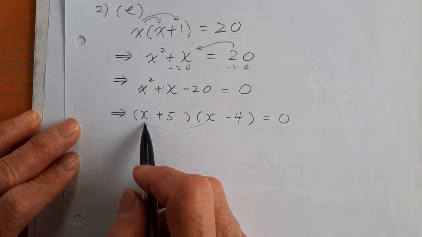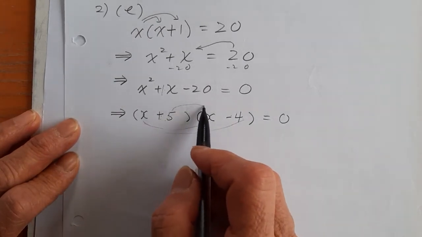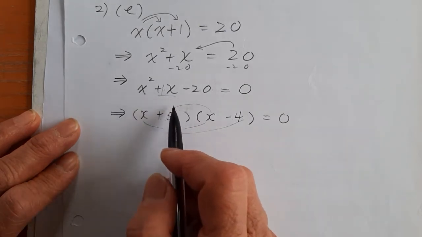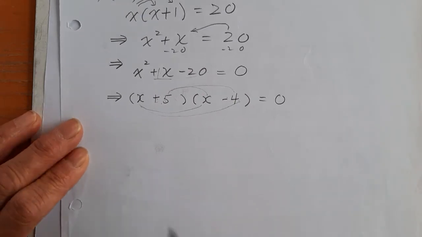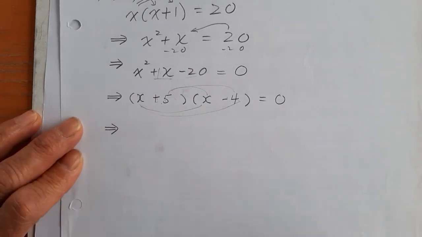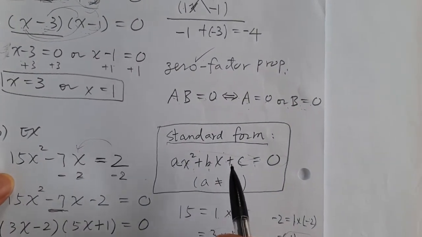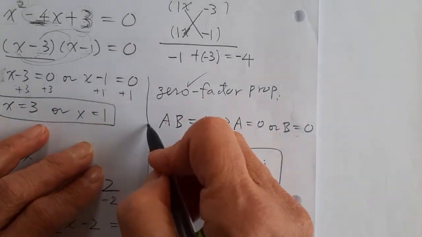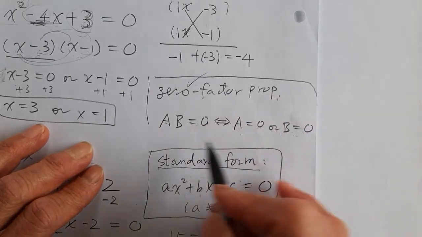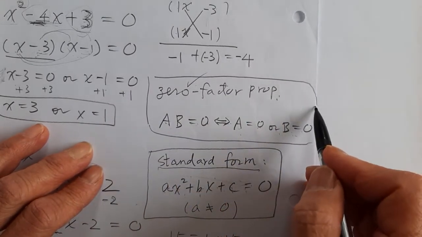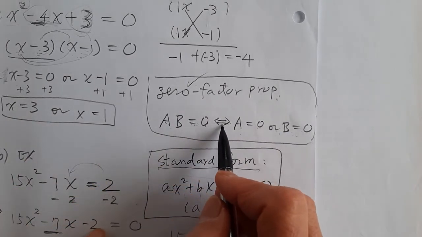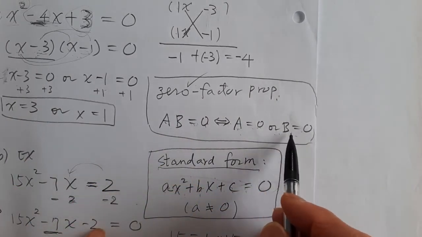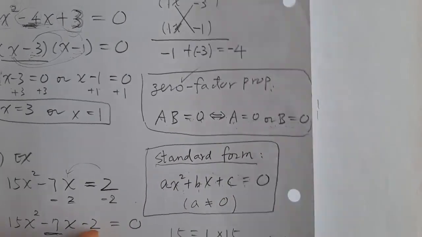x times x is x squared. Negative 4x and positive 5x combined is a positive x. The last term product is negative 20. Then use the zero factor property. The zero factor property says: if two factors a times b equals 0, if and only if either a equals 0 or b equals 0. That's what we call the zero factor property.